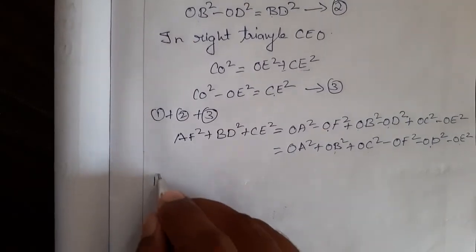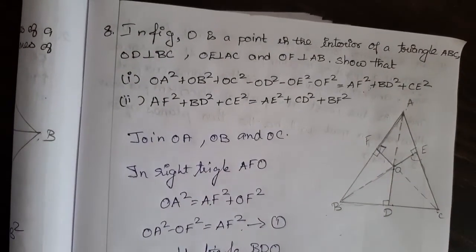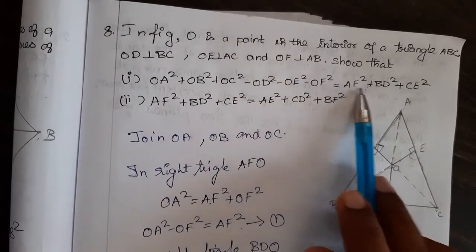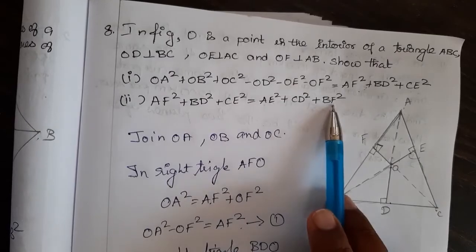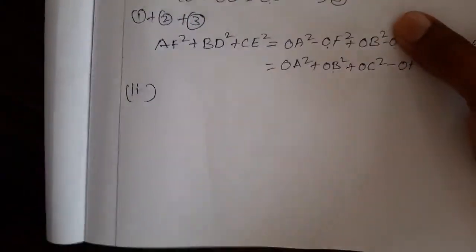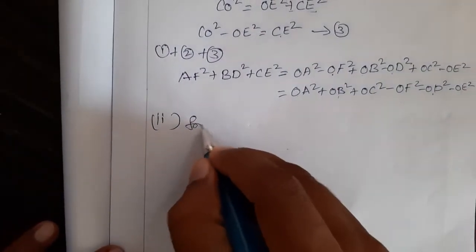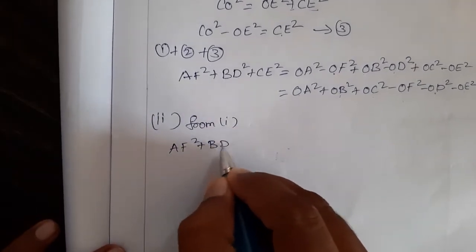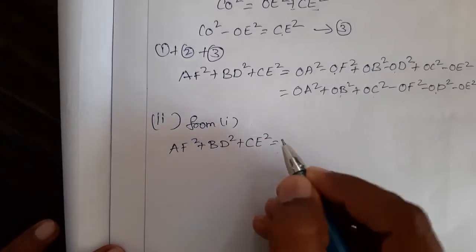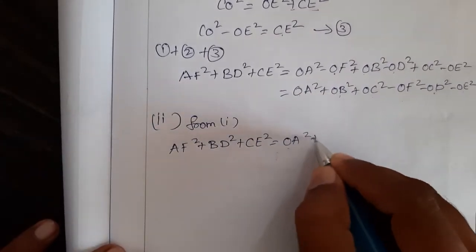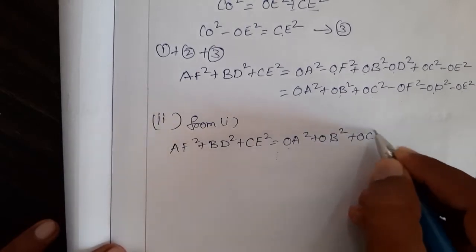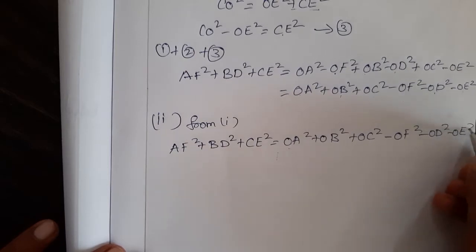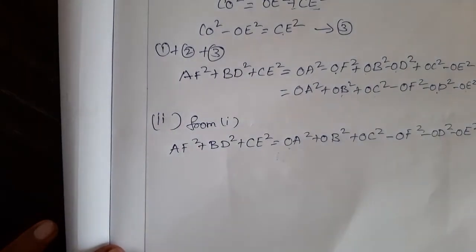So then let me go for the second one. In the second one, you can see that the left hand side is the same, AF square plus BD square plus CE square, as the first one, and we have to prove this. I think by rewriting we will be getting it. So from 1 we got AF square plus BD square plus CE square is equal to OA square plus OB square plus OC square minus OF square minus OD square minus OE square, right?